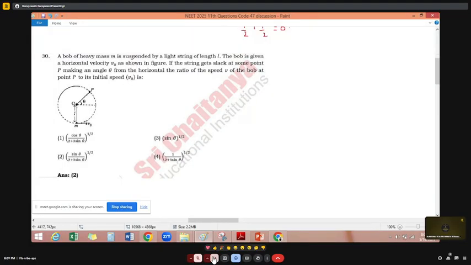A bob of heavy mass m is suspended by a light string of length L. The bob is given a horizontal velocity v0. So that means it's coming here, v0. As shown, if the string gets slack at some point P, making an angle theta from the horizontal, the ratio of the speed v of the bob at point P. So that means this is the speed v here. So they're asking you the ratio of the speed v by v0. This is what is asked.